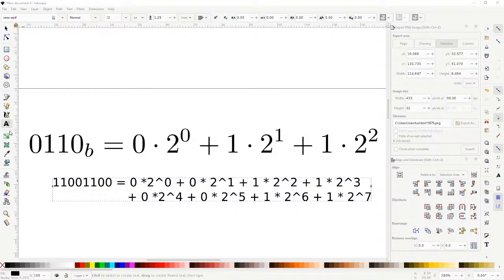And so basically, we're going to write this out in, let's see here. So it's 1 times, so it's 2 to the 7th plus 2 to the 6th plus 2 to the 3rd plus 2 squared.